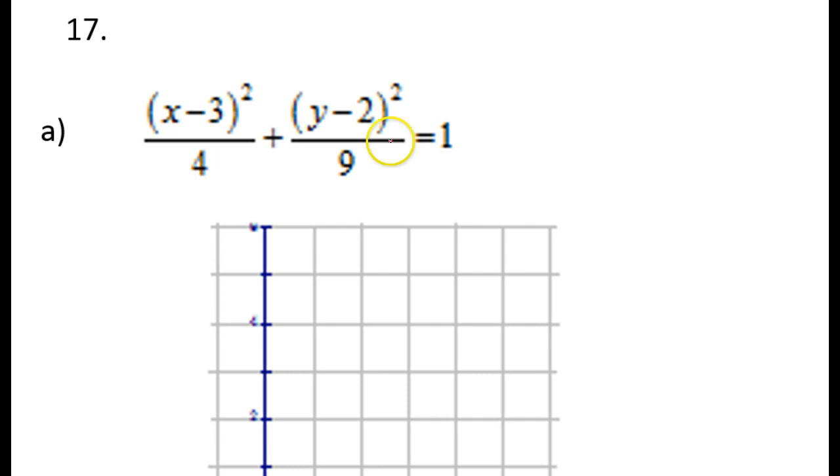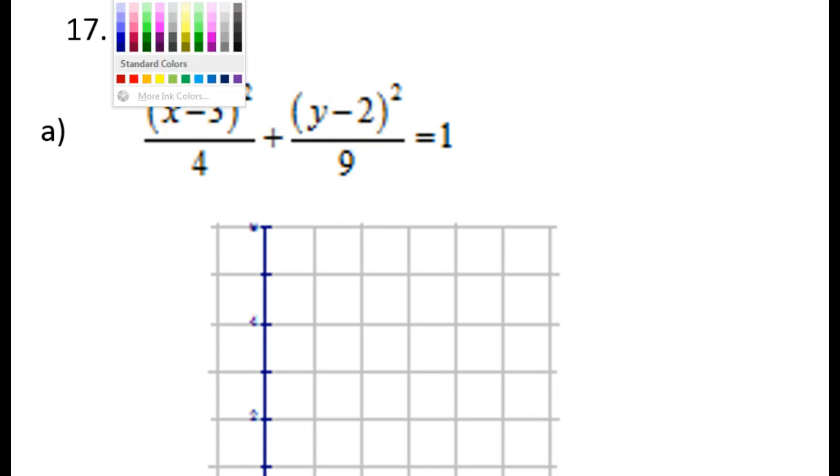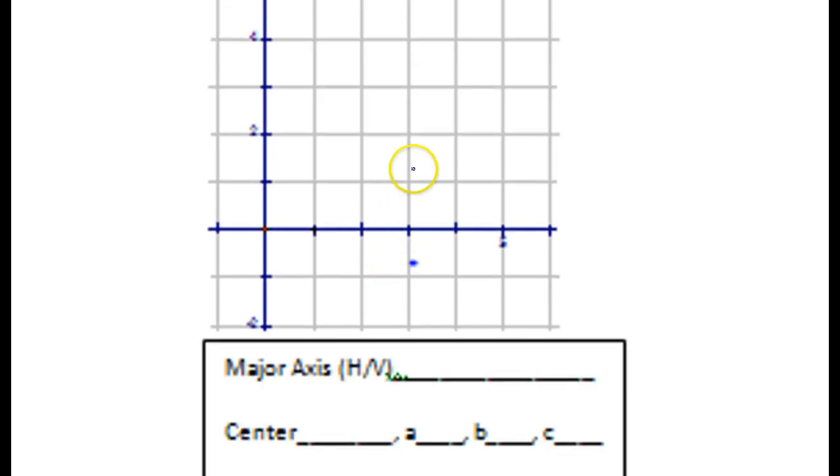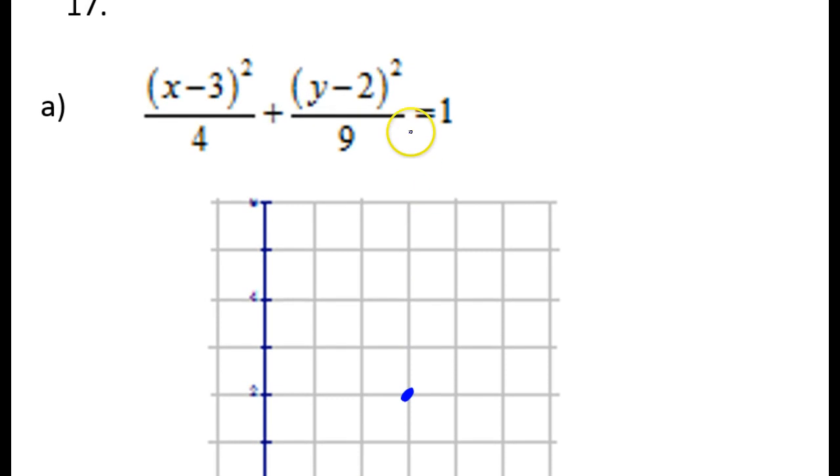So at a glance, we can tell this is the equation of an ellipse. I can tell because it has the plus in the middle. When you have a fraction plus a fraction equals 1, it's going to be an ellipse. So the center will be the opposite of this and the opposite of that. So 3, 2. So here is the center at 3, 2.